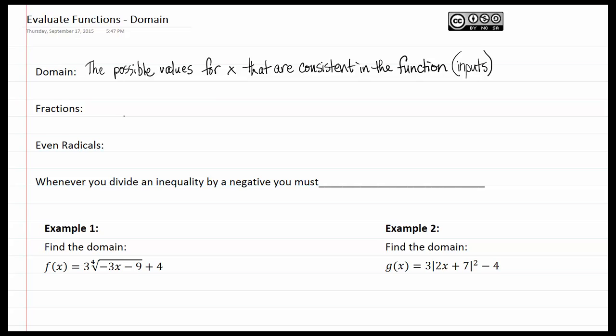If you have a fraction or a rational function, you could end up with a 0 in the denominator, and that will be undefined. A problem would be if there's a 0 value in the denominator, and that makes a function undefined.